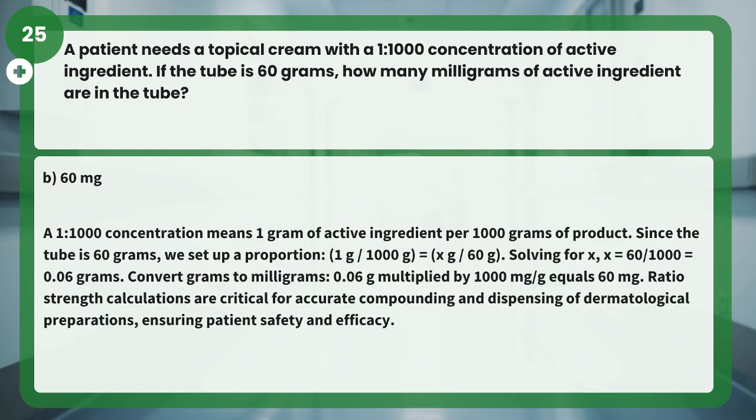Answer B. 60 milligrams. A 1:1,000 concentration means 1 gram of active ingredient per 1,000 grams of product. Since the tube is 60 grams, we set up a proportion. 1 g/1000 g equals x g/60 g. Solving for x, 60 divided by 1000 is equal to 0.06 grams. Convert grams to milligrams. 0.06 g multiplied by 1000 mg/g equals 60 milligrams. Ratio strength calculations are critical for accurate compounding and dispensing of dermatological preparations, ensuring patient safety and efficacy.